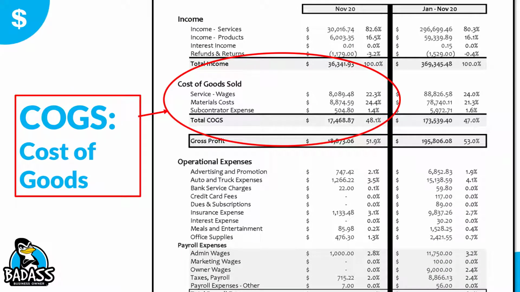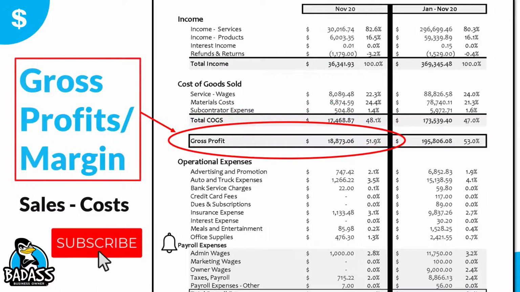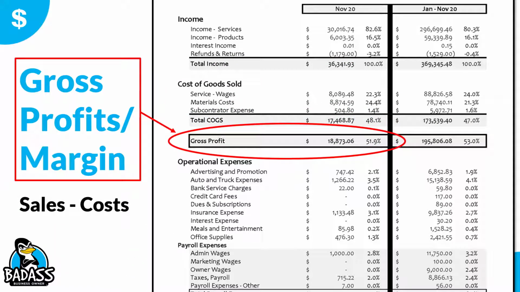Under the cost of goods section, this is going to be any materials that you use to provide your product or service, and also any wages tied to a service. So if you're a service-based business, like you're a landscaper and you hire people to do the actual service, that payroll is typically going to be up here because it is part of that entire cost of you providing that service.